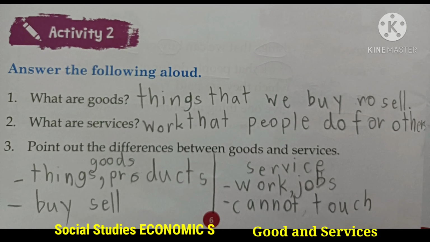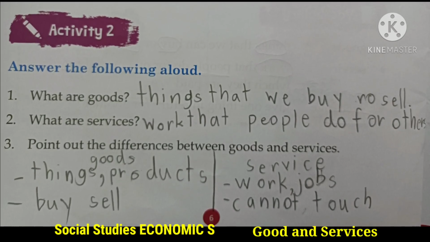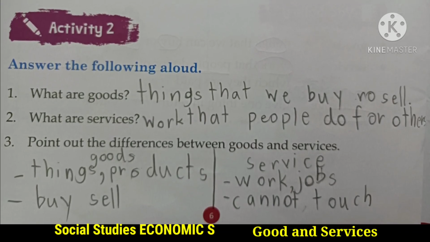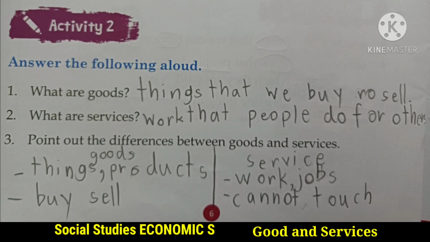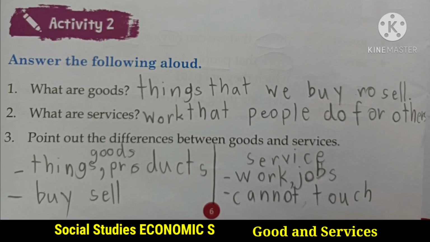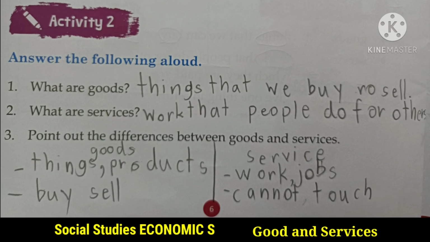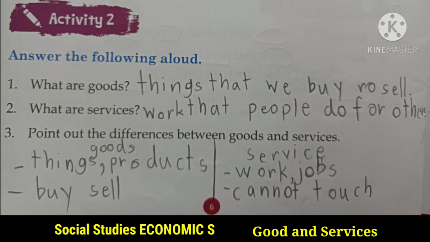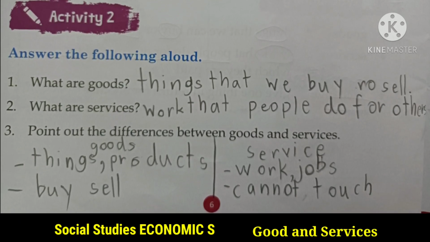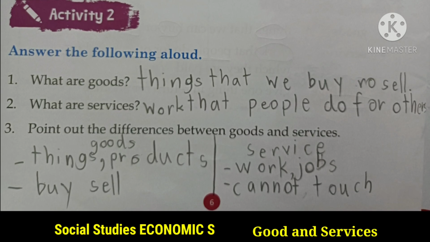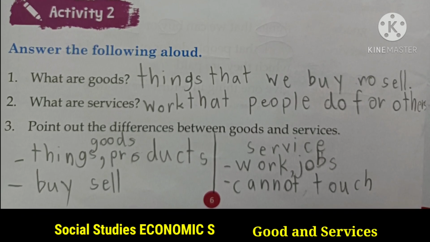Answer the following aloud. What are goods? Things that we buy or sell. What are services? Work that people do for others. Point out the difference between goods and services. Goods: things, product, buy, sell. Services: work, job, cannot touch.